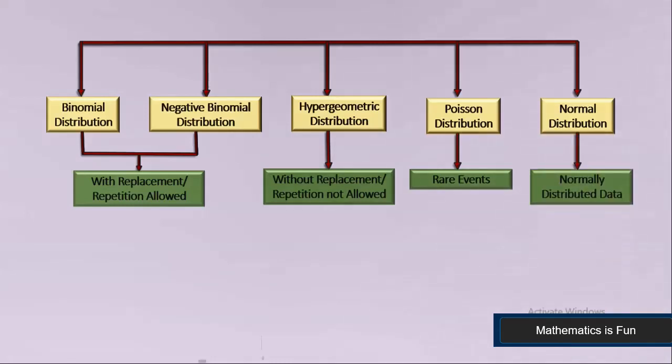Next, we have the normal distribution. In the problems of normal distribution, the data is normally distributed. So whenever the data is normally distributed, we can deal with it using normal distribution. So it's just child's play to identify that the problem is of normal distribution. In the problems of normal distribution, it would be mentioned that the data is normally distributed.